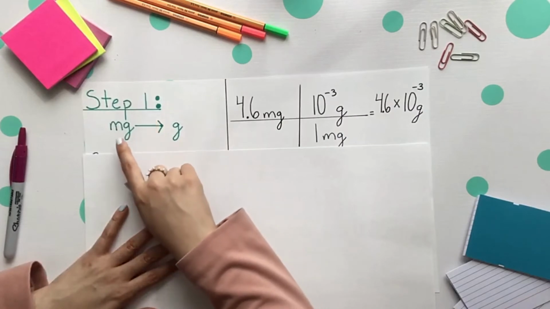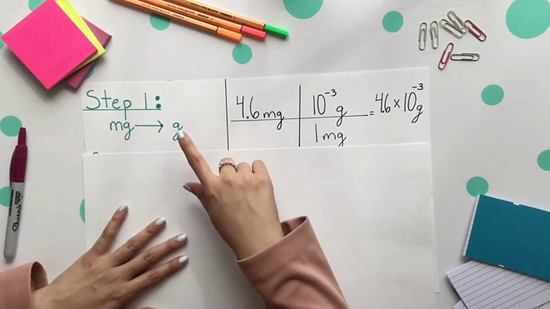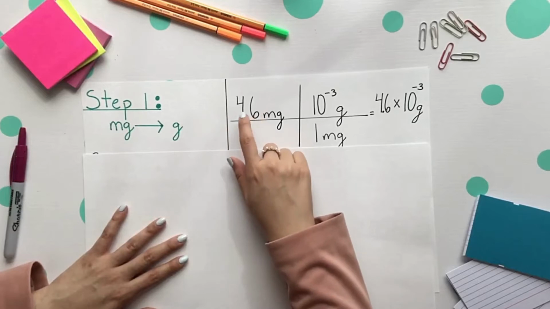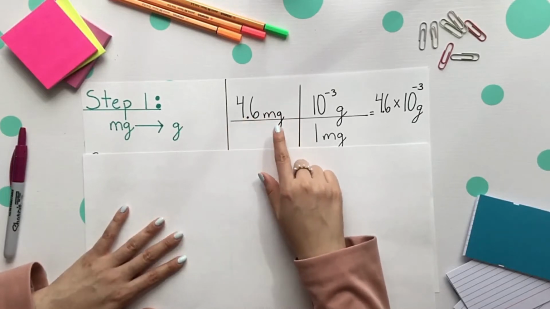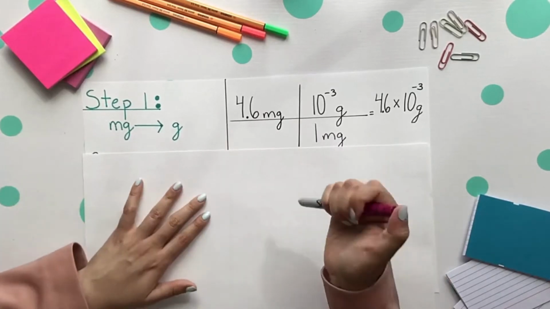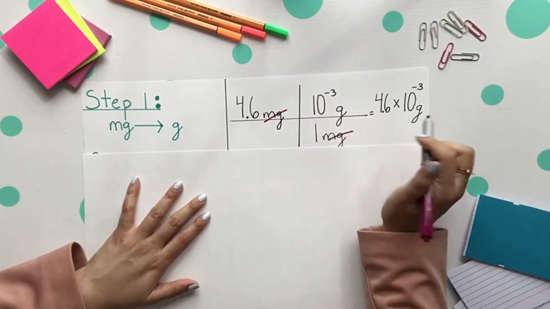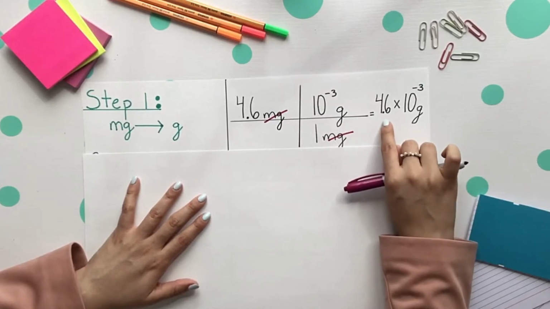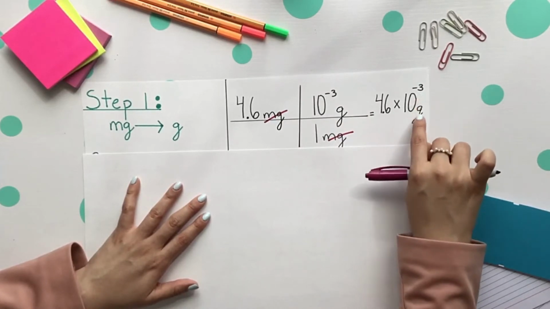Step 1 is taking our milligrams and converting them to grams. Our given was 4.6 milligrams, always aligning the milligrams across from one another so they can then cancel. Milligrams cancel. We now are left with 4.6 times 10 to the negative third grams.